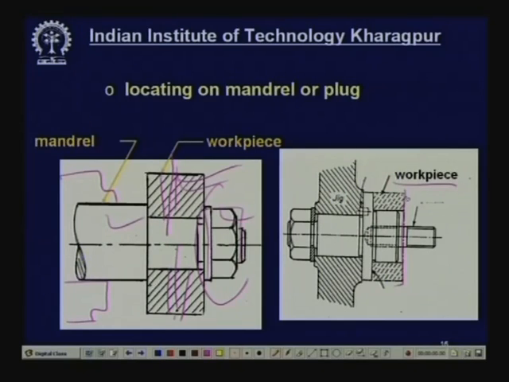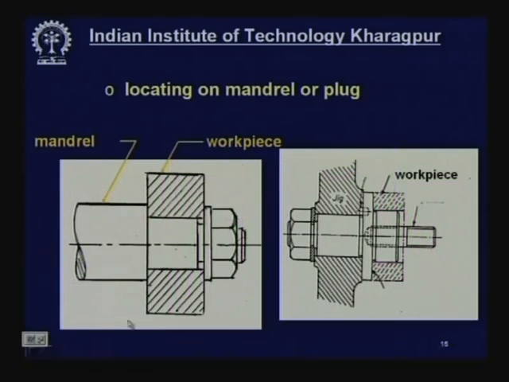Here is also the same thing. This is the workpiece which is mounted on the plug. This is the plug, all right, and this matches here and this is a jig body. Now, you put one washer here and then one nut. By a nut you just tighten it and now you can do the drilling and other operations.